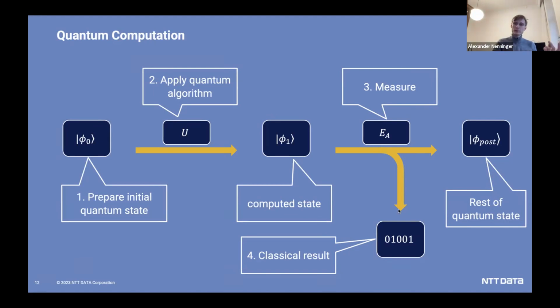And in the end, if you don't measure your complete quantum state, you get the rest of your quantum state. Basically, let's call it rest. I don't want to go into detail. You can retain it in your quantum computer and do further calculation. But the thing is, by measuring your computed state, it is destroyed. So you'd usually start from the beginning.